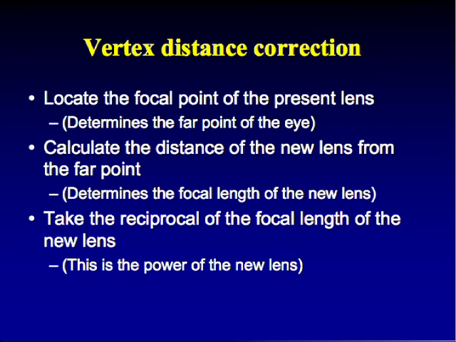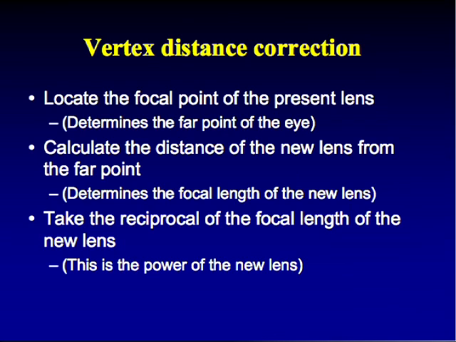So now this gives us an opportunity to give you questions that you have to answer, which is to do a vertex distance correction. That is to figure out how to change the power of a lens given that it's going to move, say, from the spectacle plane to the contact lens plane or vice versa. And there are 3 steps to do that.